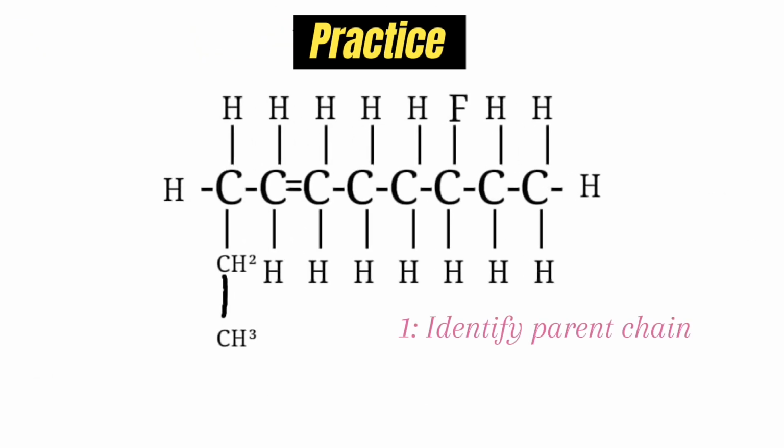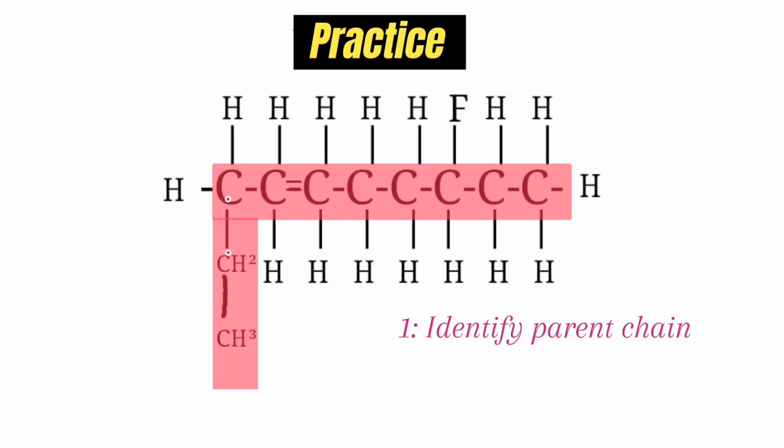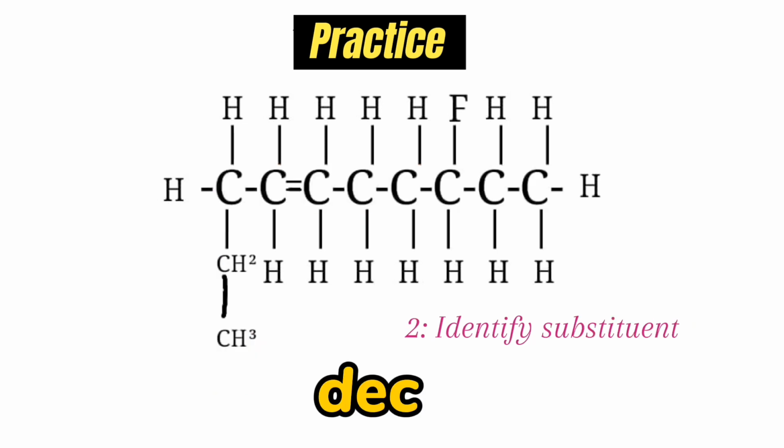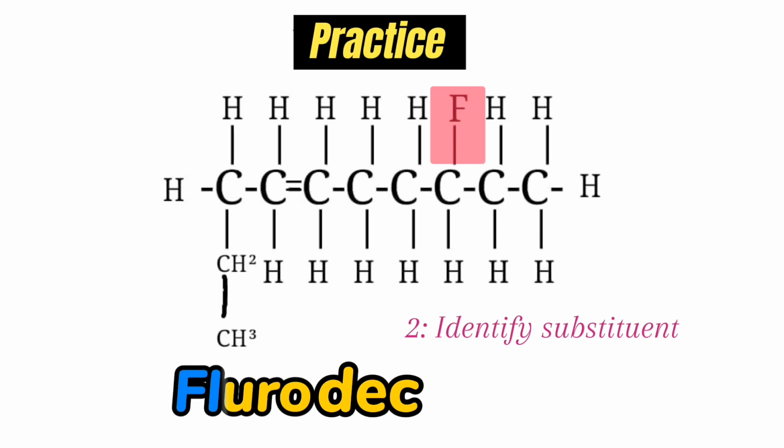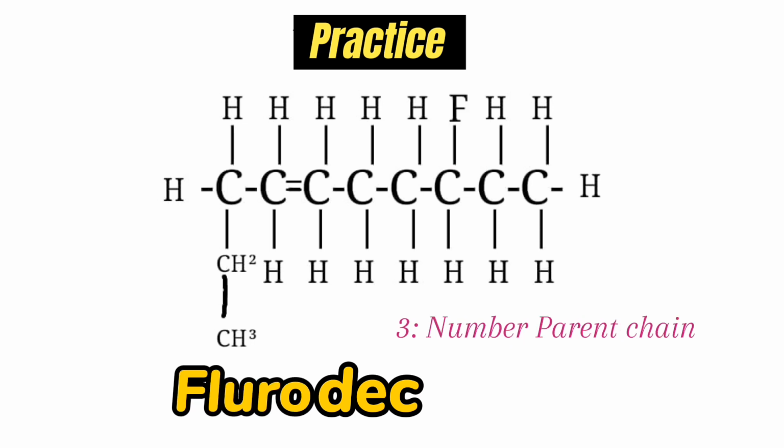Look at this compound. Rule number 1. First, identify the parent chain. As this compound has a parent chain of 10 carbon atoms, use the root word dec. Now, rule number 2. Identify the substituent. As fluorine is attached as a substituent, write the prefix fluoro. Rule number 3. Numbering the carbon atoms of the parent chain.